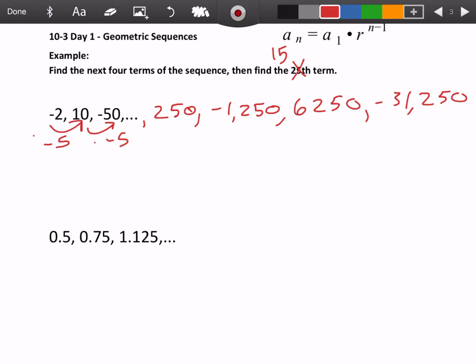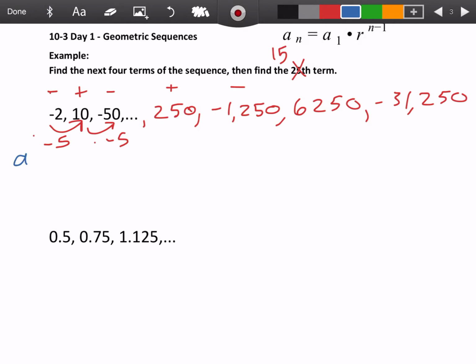And the point that I was going to make here is when you have a negative common ratio, you're going to alternate. Here, this is a negative, and then a positive, and then a negative, and then a positive, and then a negative. It's going to alternate back and forth between negatives and positives for your answers.